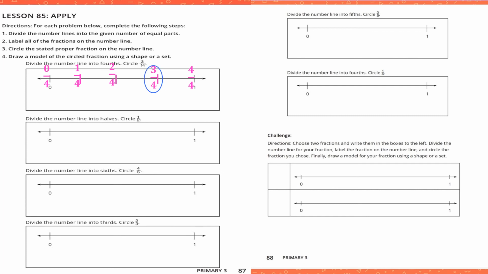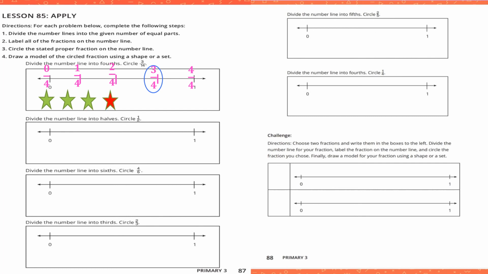Let's draw a model. Here I have a set of stars and I will ask you a question. What is the fraction of the green stars? How many green stars? Yes, 3 out of the total stars, 4. Yes.